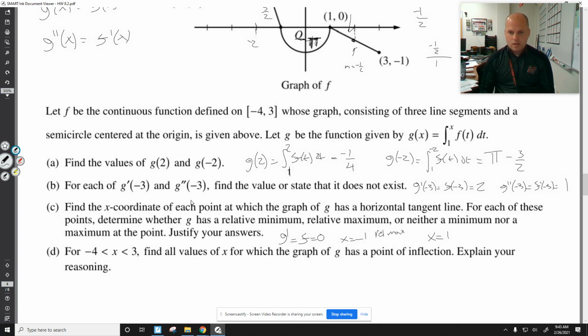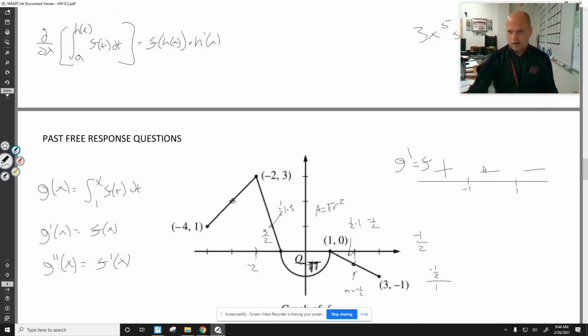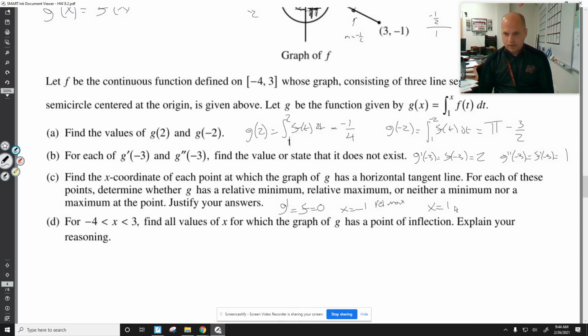Justifying your answers would be just simply saying g prime, which equals f, changes signs from positive to negative at that point. You have to write it down, unfortunately, to be proper. I'm not going to worry about that for your test, but for the future, for the AP exam, you can't just say, hey, look at what I did here. You have to say g prime changes sign from positive to negative at -1. And then 1 is neither a max nor a min, because g prime does not change signs.